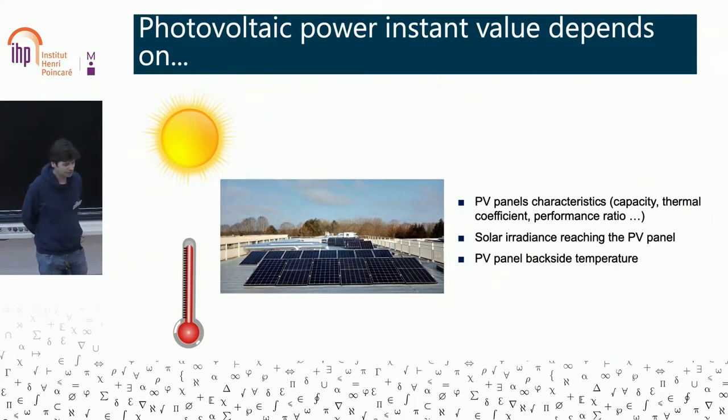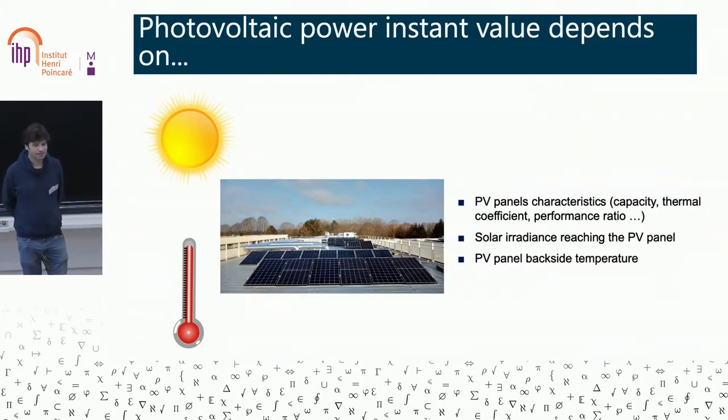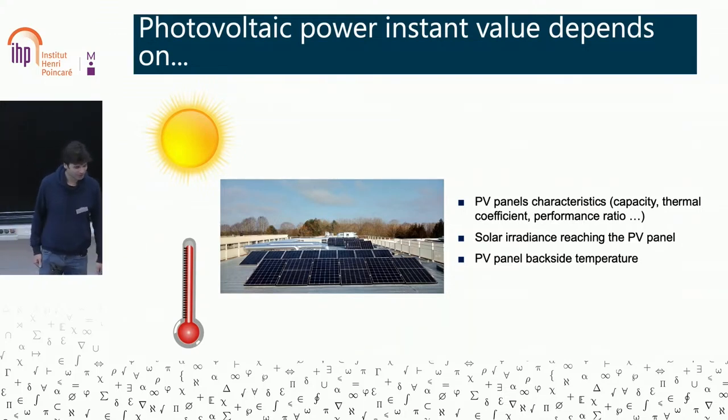And never forget that PV production depends also on temperature, especially panel backside temperature, which depends on air temperature and also on wind and also on solar irradiance on the panel. Because when there is sun, the panel is getting hotter. And when the panel is too hot, its production is a little bit less.